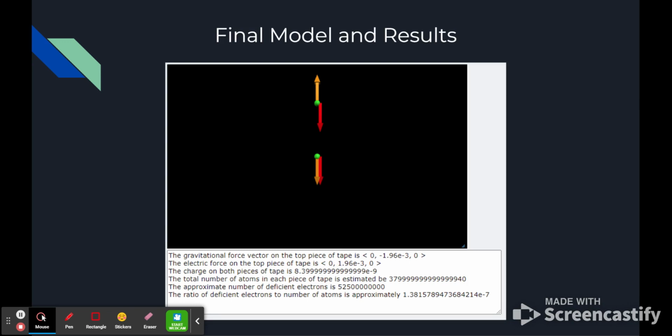So this is the final model and results. As you can see, I represented the tape as 2 point charges, and on the top piece of tape, there are the equal forces of gravity and electric force, but in opposite directions. Below are the calculations model.